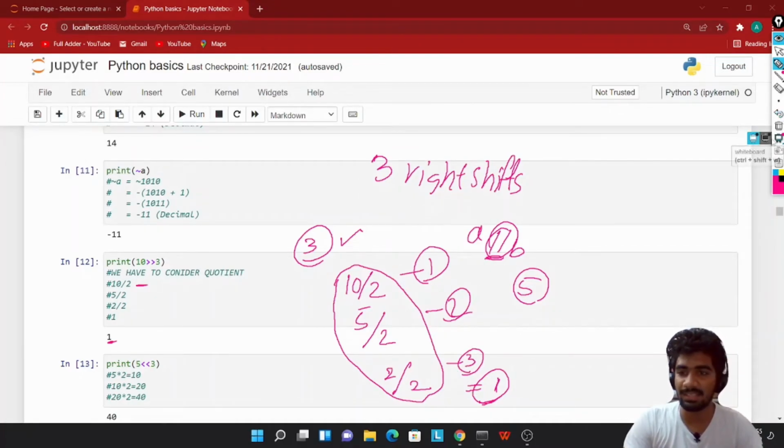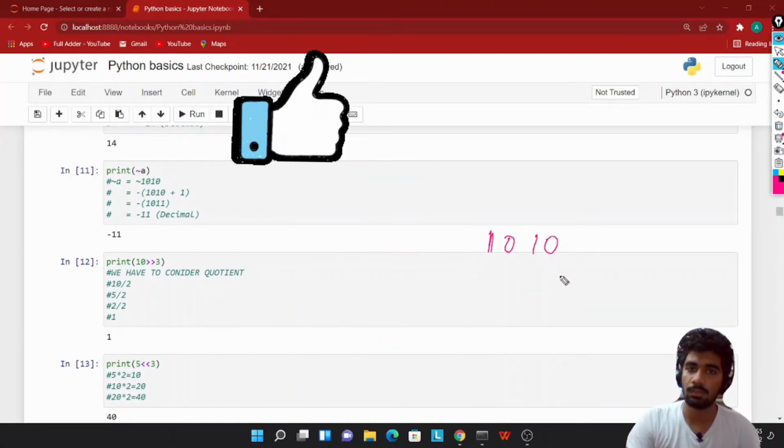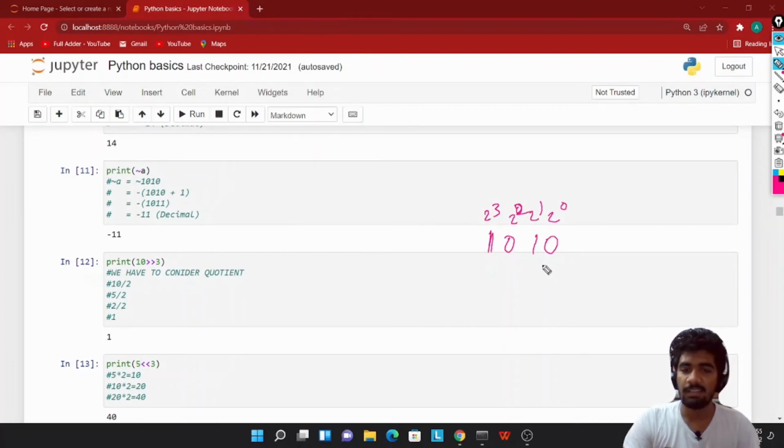To understand this in binary, if you consider 10, it is 1 0 1 0. If you consider 10 in binary, it would be like this, right? If you want to perform right shift, we will shift the digits by 1 position towards the right side. So when you perform right shift, this 1 will go here, this 0 will come here, and this 1 will come here. Then the output would be somewhat like 1 0 1, right?